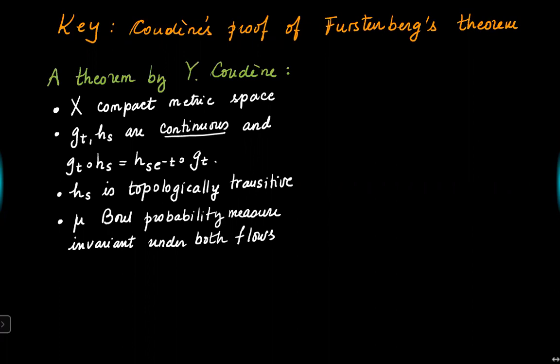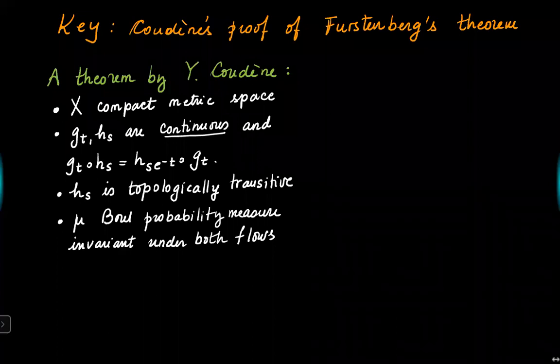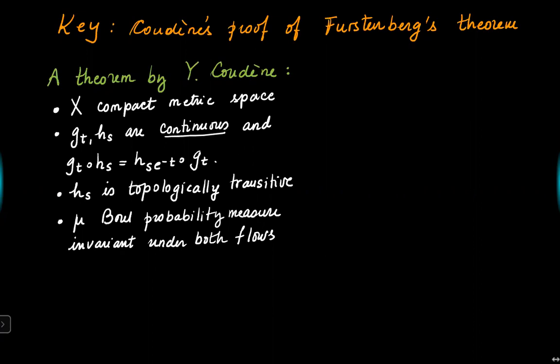If X is a compact metric space, which has two continuous flows, G and H, which satisfy a commutation relationship of the geodesic and horocycle flow, namely the horocycle orbits are contracted exponentially along the geodesic orbits, the flow H is topologically transitive, and you have a Borel probability measure which is invariant under both flows.